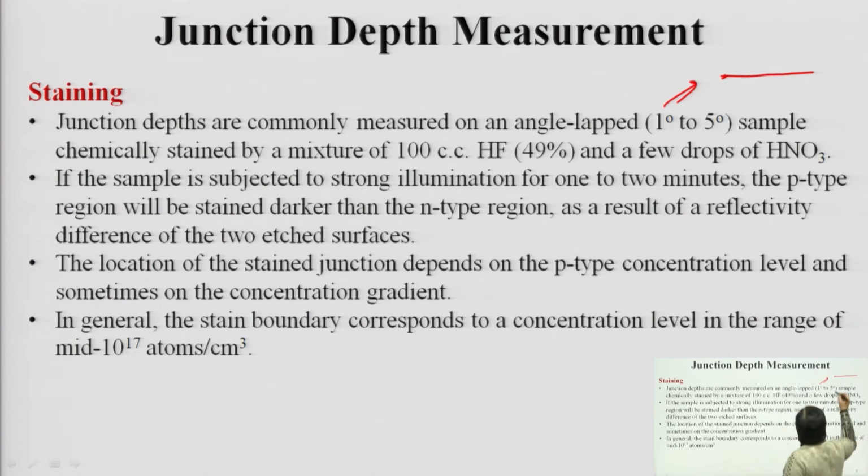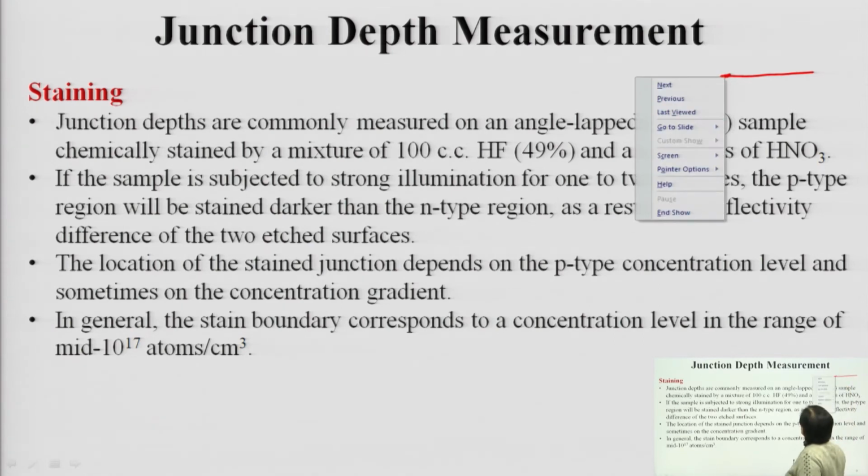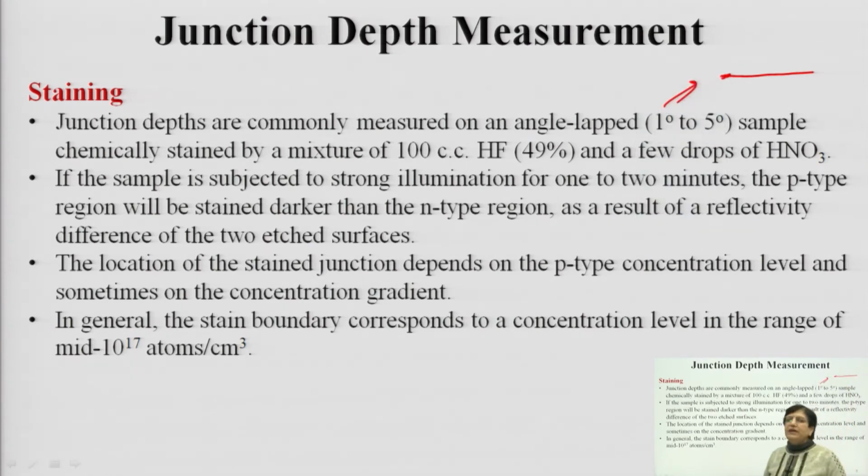So, that means you made a small scratch, inside it you put this staining material, and after putting the staining material you are going to study it. Now, what is that staining material? That staining material is 100 cc of HF, 49% concentration, and a few drops of HNO3.